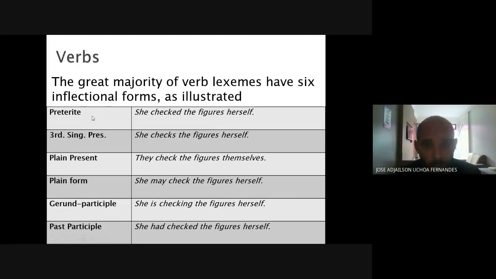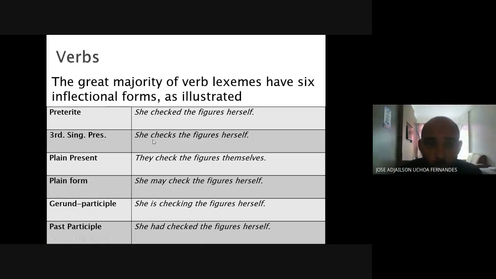Okay, so the preterite. The preterite is what you already know by simple past. Okay, she checked the figures herself. This is a simple past sentence, and the verb checked is inflected with a final ed. We call this inflection here the preterite. Look, the shape, the spelling, the pronunciation is the same as in past participle, but it's not the same form. It's not the same inflectional form, okay? So make a distinction between form and shape from this very basic moment.